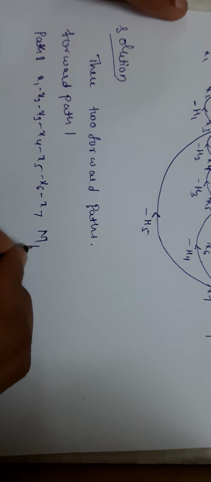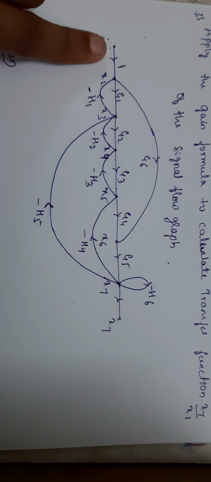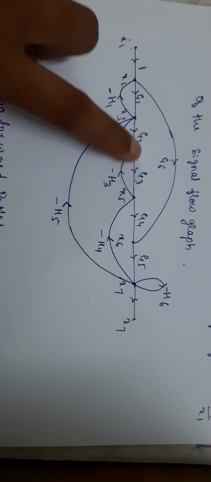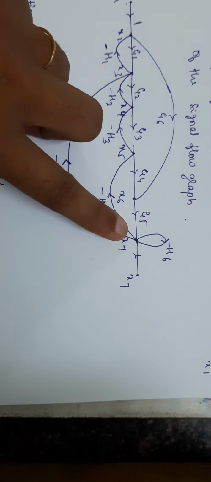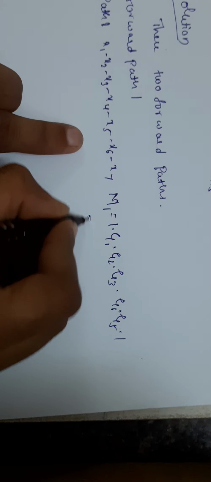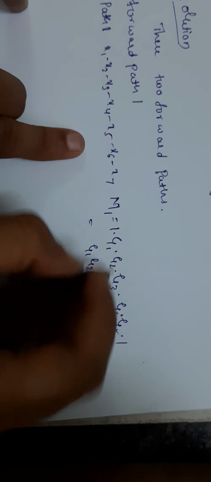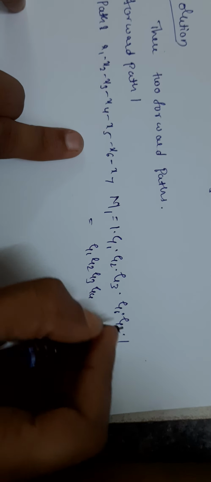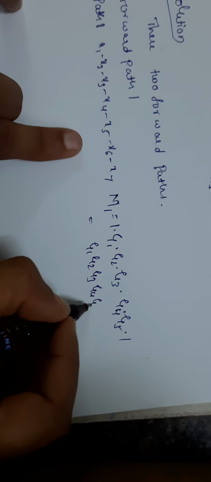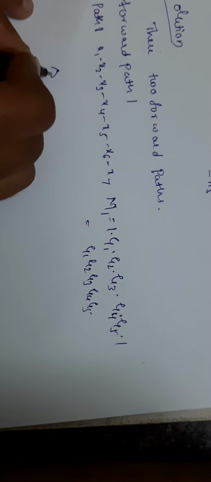So m1 will be the product of gains. Where they are not given, we have to take 1. So 1 into g1 into g2 into 1 into g3 into g4 into g5 into, here they are not given, 1 into 1. So g1 into g2, g3 up to g5, g6. So what is the product? g1 g2 g3 g4 and g5.